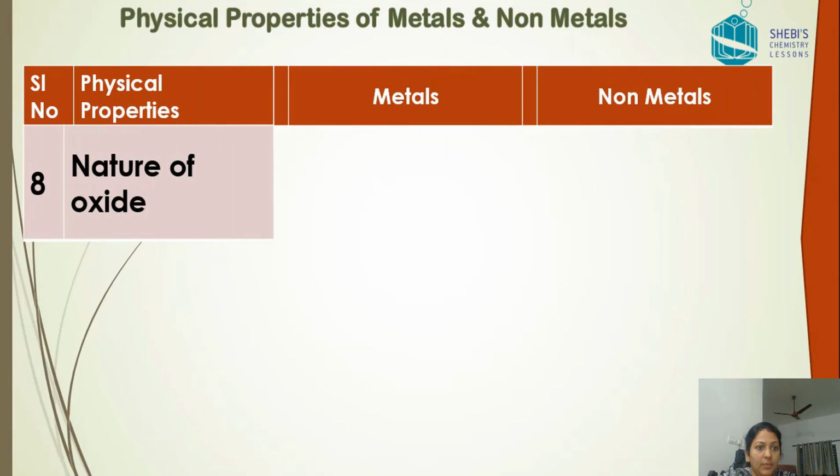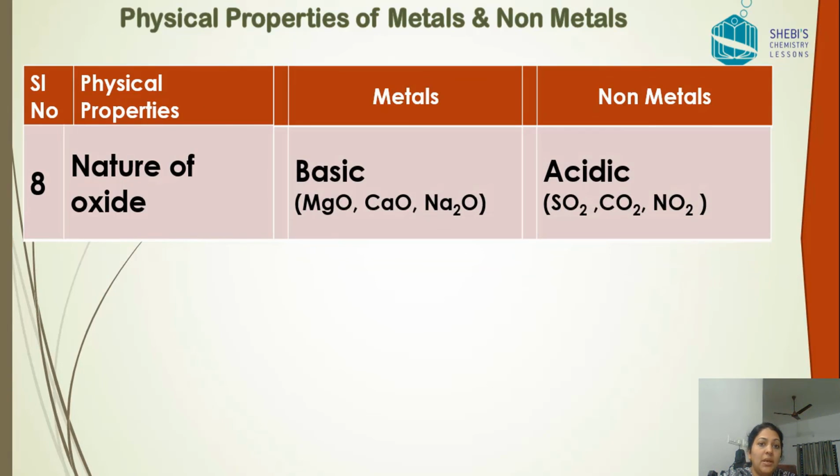Moving to the eighth property, nature of oxide. So we know that metal oxides are basic in nature. For example, MgO, CaO, sodium oxide, etc. are basic in nature. When they dissolve in water, they will make hydroxides. While the oxides of non-metals are acidic in nature. For example, sulfur dioxide, carbon dioxide, nitrogen dioxide, etc. So that's all about the physical properties of metals and non-metals.